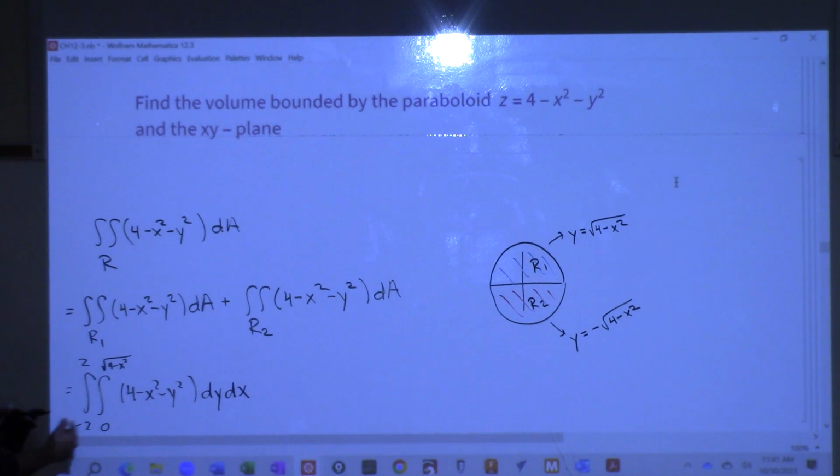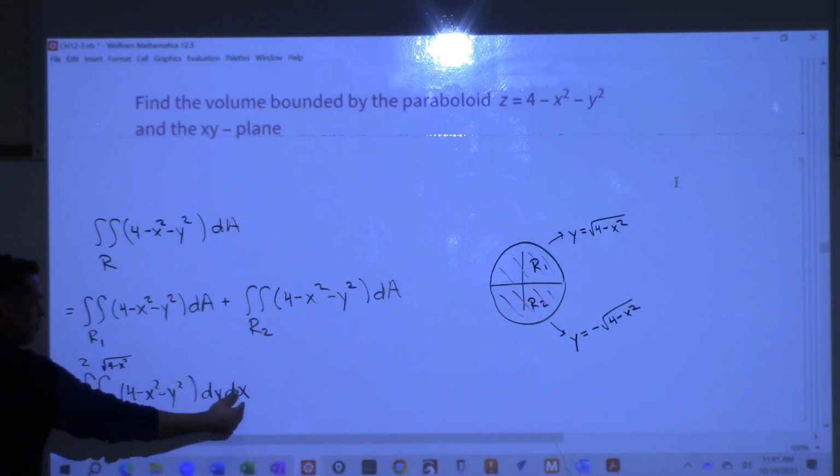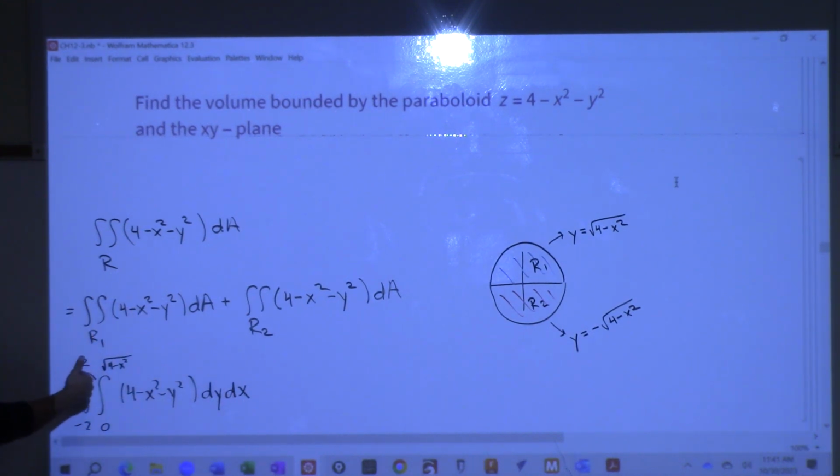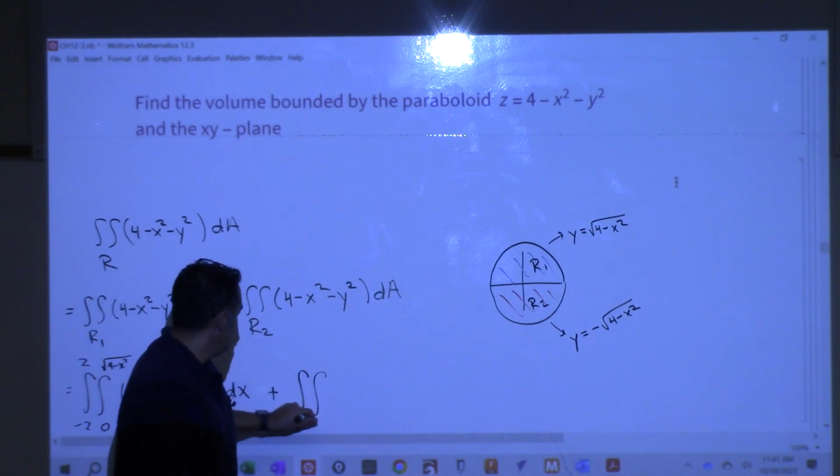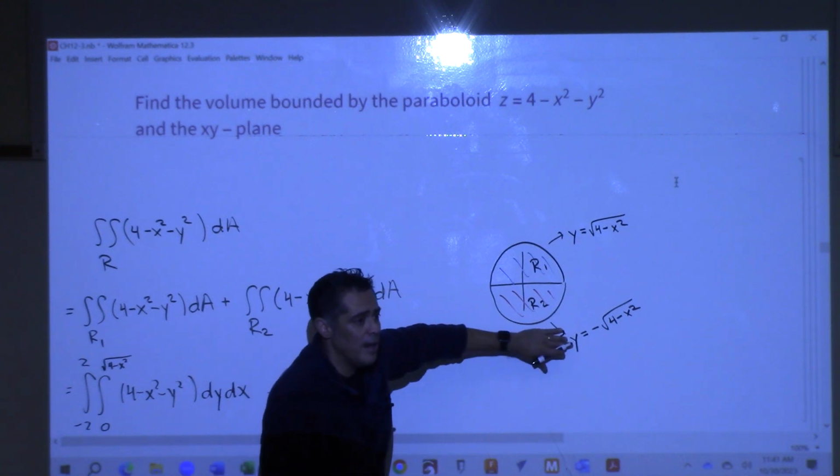So I have to do that integral. I have to integrate this with respect to y first. Once I get that, I replace y with this and this, figure out what that is, and then integrate that with respect to x, and then plug in negative 2 and 2. Okay, I'm only halfway. Then I have to add this one, right? Now I'm down here.